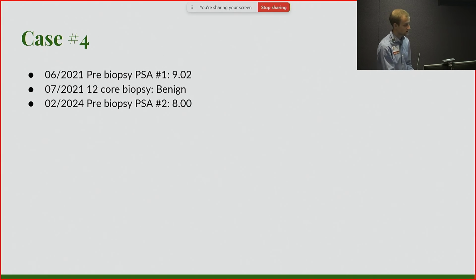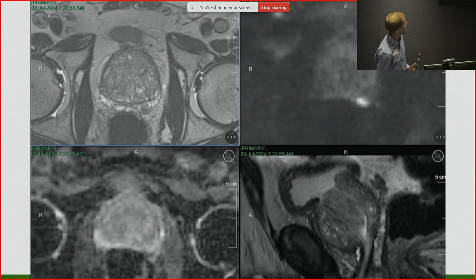This patient is a story that I think probably we've all seen plenty of: pre-biopsy PSA being elevated a couple years ago, having a benign 12-core biopsy, and then PSA continued to be elevated. Now, his did actually go down slightly, but it was still elevated outside the normal range. But negative biopsy, PSA was still elevated. We elected to get an MRI.